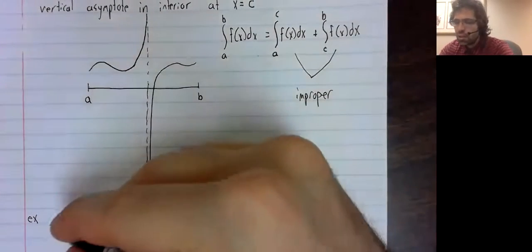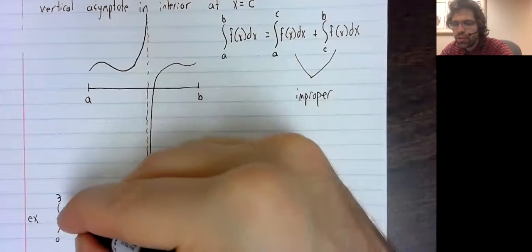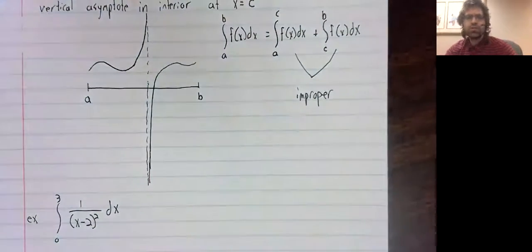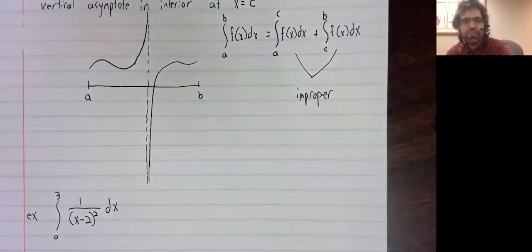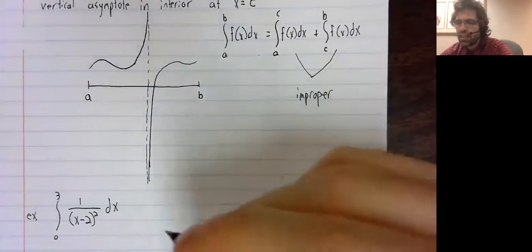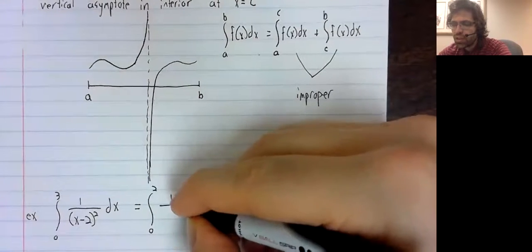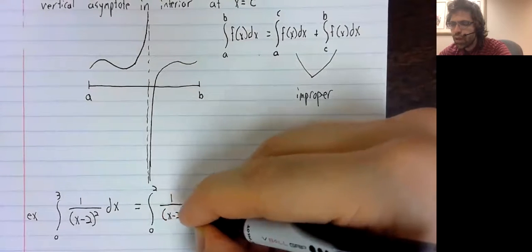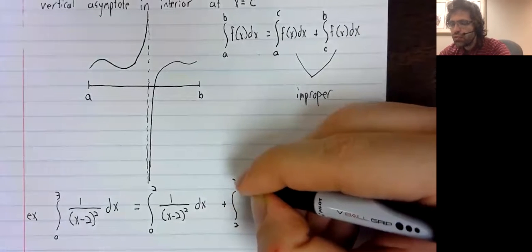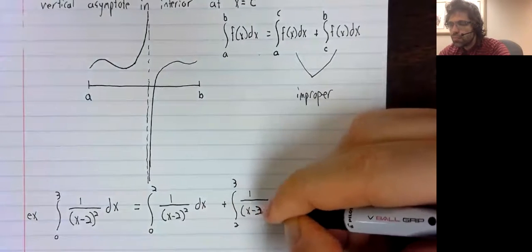So, for example, the integral from 0 to 3 of 1 divided by (x minus 2) squared dx. This has a vertical asymptote in between 0 and 3. It happens at 2. So we break this up as the integral from 0 to 2, plus the integral from 2 to 3.